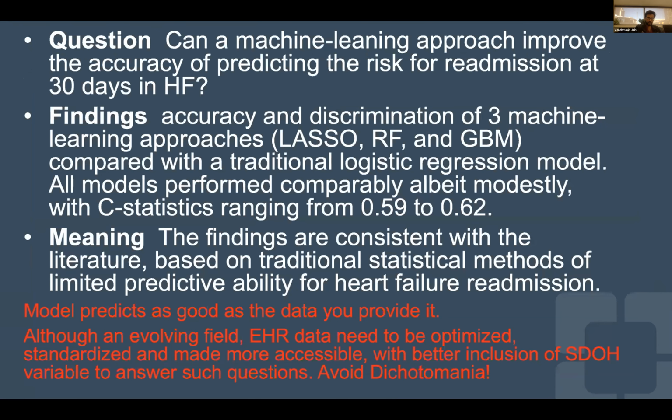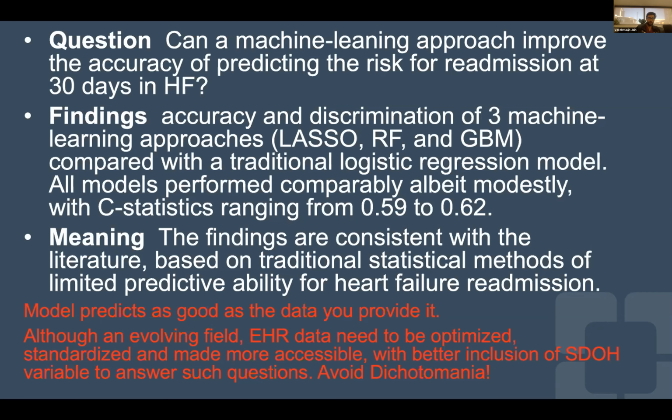But just to give you a brief update, the study found that machine learning did not perform superiorly compared to traditional statistics in improving prediction. But what the study really pointed out was that the model was only as good as the data you provided it. What we learned from that study was that if you want to answer a question, you need to give the model the data it needs to answer that question.